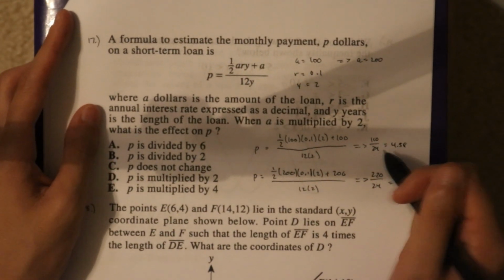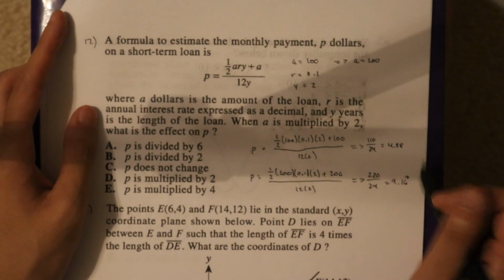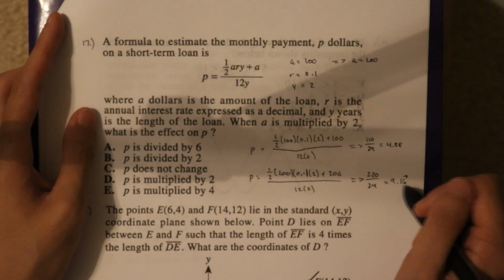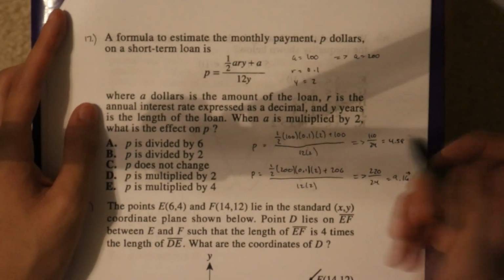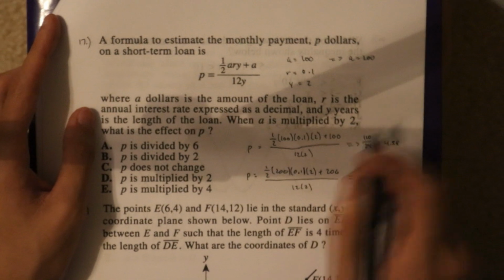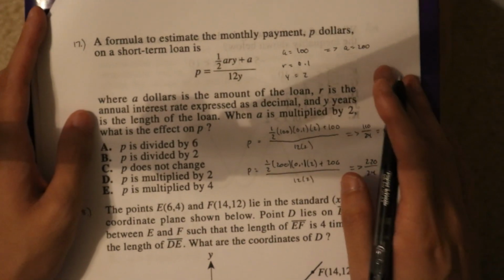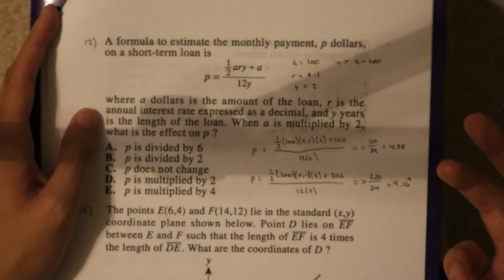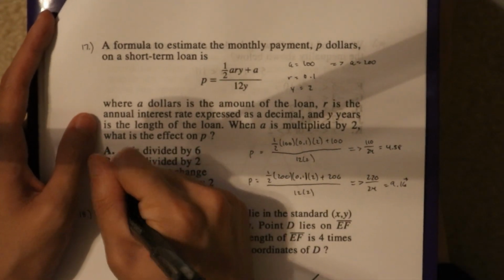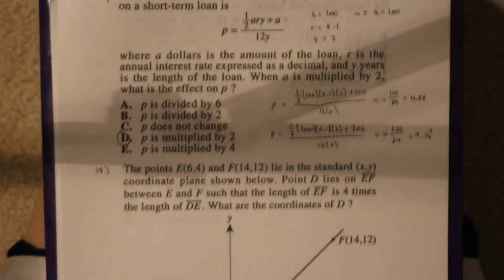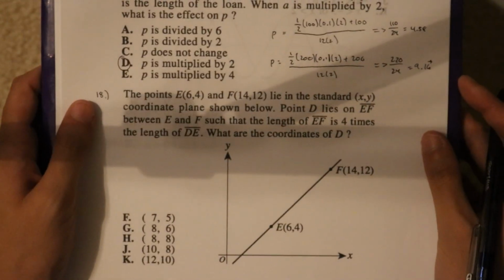And look at this. P actually doubles, because if you notice, 9.166 repeat, divided by 4.58, 3 and repeat so on, is actually relatively close to 2. So what does this mean? P is being multiplied by 2. So your answer would be D. I wish I could do mental math in my head, but you know, that's not really the case for everything.